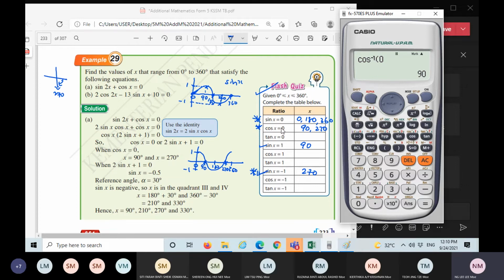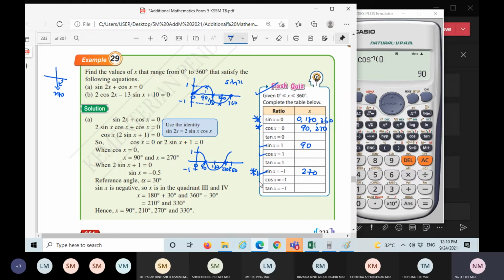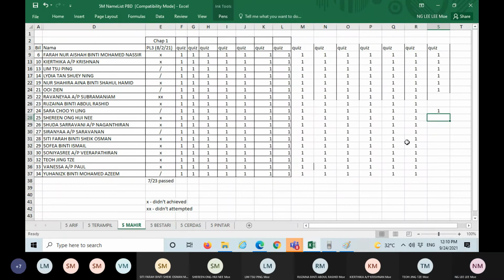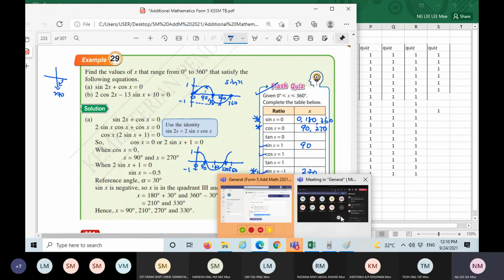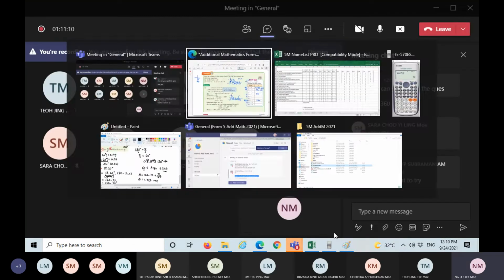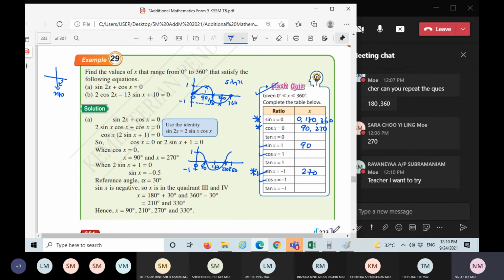Okay, now since we have the cos, I want to do this. Okay, next, go. Serene, can you do for me cos x equals to 1? What is x? There are 2 answers. You want to try Ravania? How leh? You wait for a while. Let me go through everyone, then let you try again.